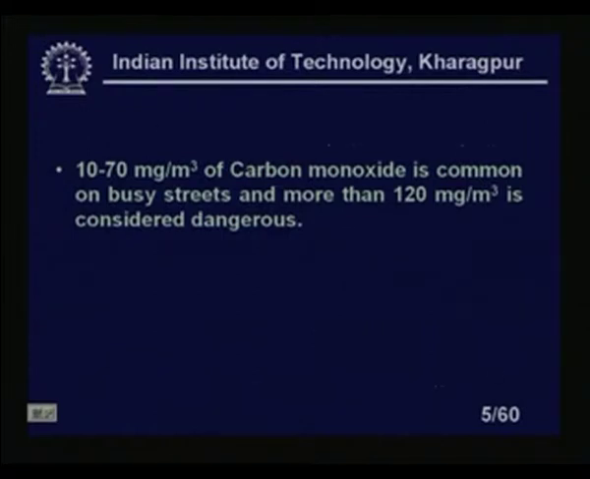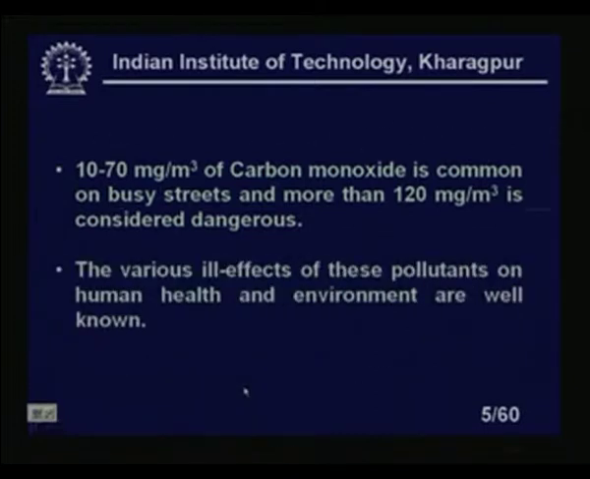As I told you, we cannot say that any environment will be totally pollution free. When you live in a city, a large number of people live there, so there will be some pollution, but if it is within the safe limit, that is fine, no problem. But if it crosses that particular limit, it is hazardous. The various ill effects of these pollutants on human health and the environment are well known. There are causes of bronchitis, asthma, all this pollution makes people sick, so this content should be less and less.